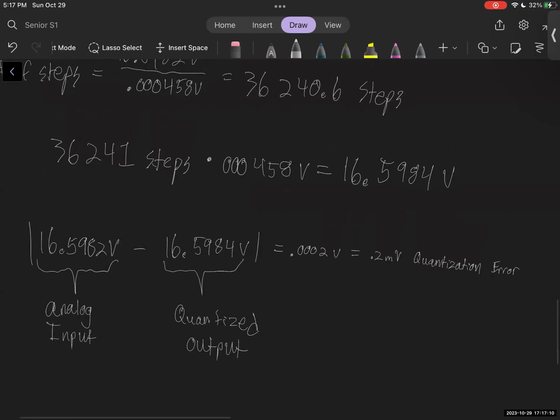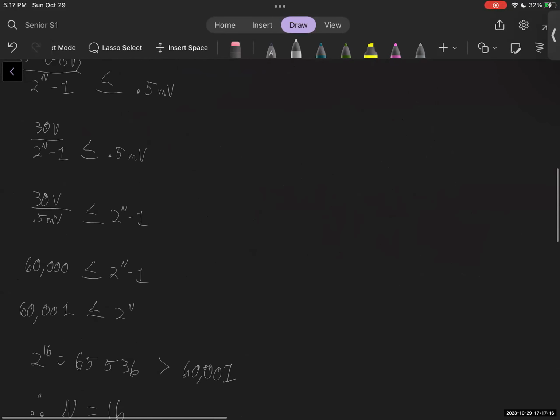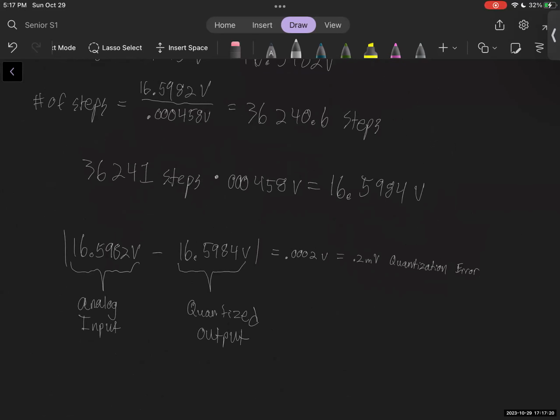All right. Any questions on that? So we solved for our number of bits, and then we used that to solve for our quantization error.